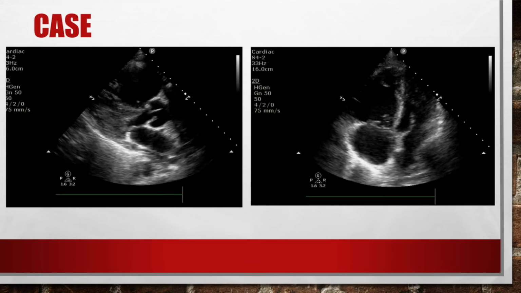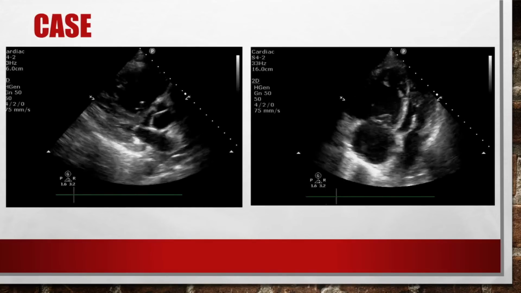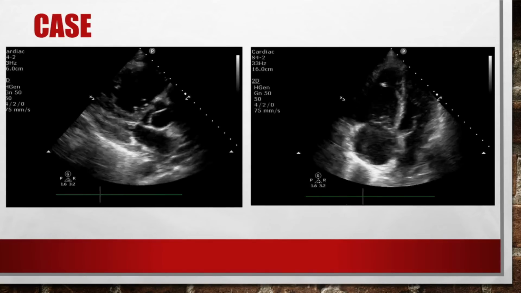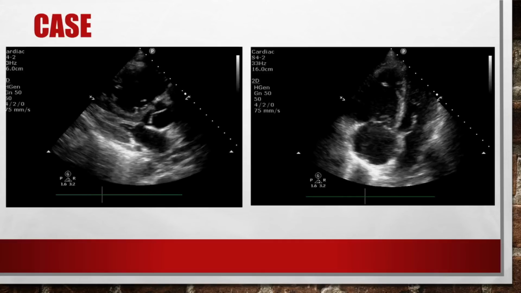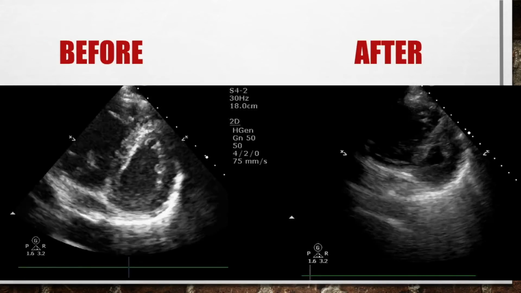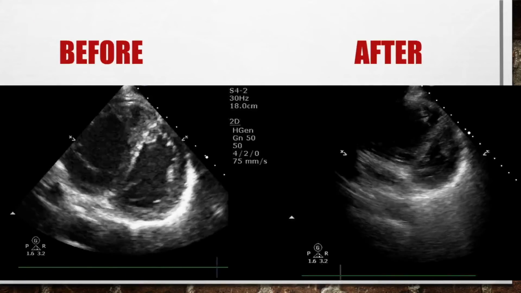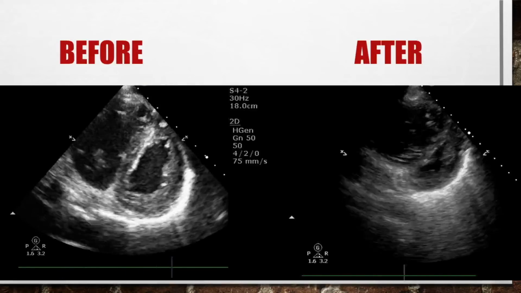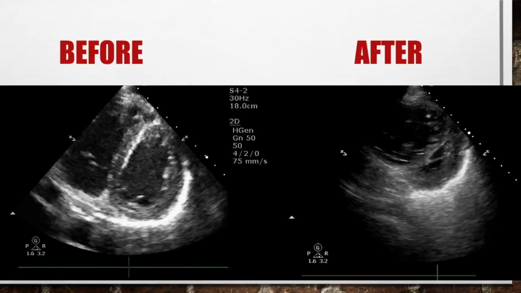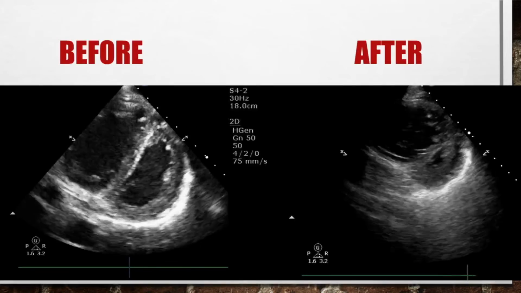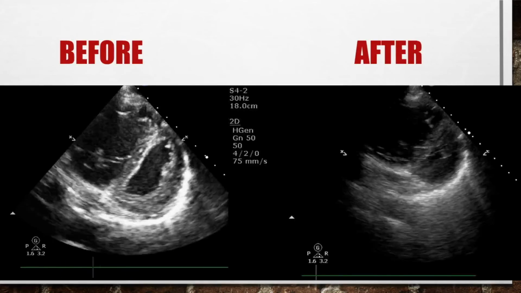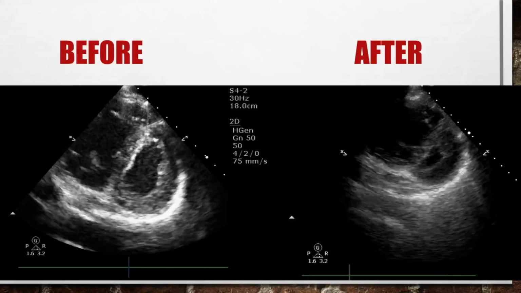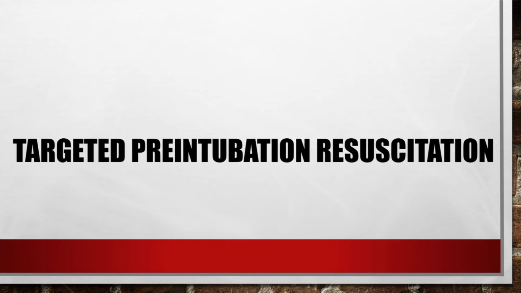So here's an unfortunate case where these findings weren't picked up prior to intubation. Big RV in both views there. And prior to intubation, D sign. Post-intubation, look at how much the septum moved, small LV, patient coded, unfortunately patient died. Unfortunately, these things, if they are detected early, before the intubation, you can probably follow some of the strategies to prevent some of these bad outcomes.